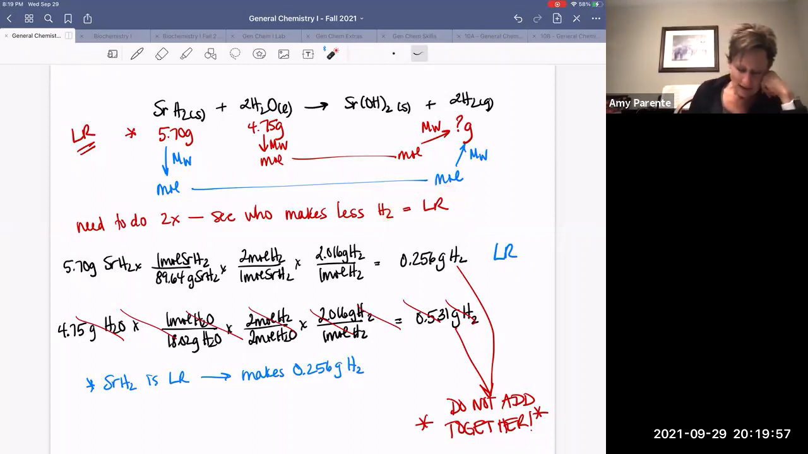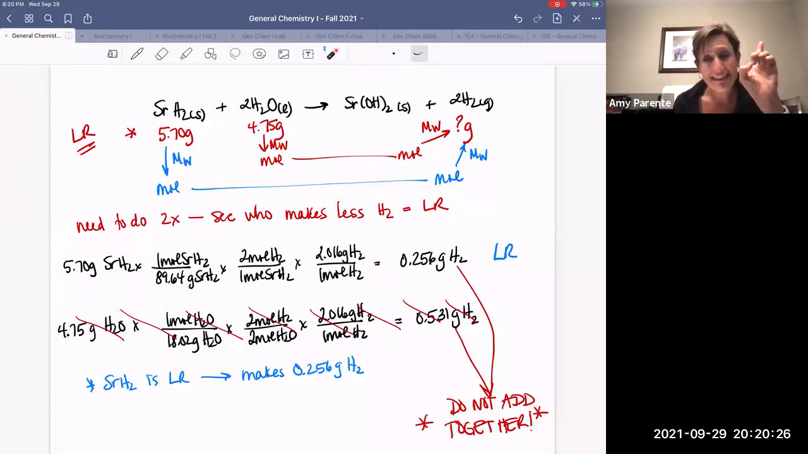So in this problem, I'm going to start with the mass of strontium hydride. I use my molecular weight to get to moles of strontium hydride. I use the coefficients from my balanced chemical equation to change who I'm talking about. I use the molecular weight of hydrogen to get to mass of hydrogen. And if I have this much strontium hydride, I could make 0.256 grams of hydrogen gas.